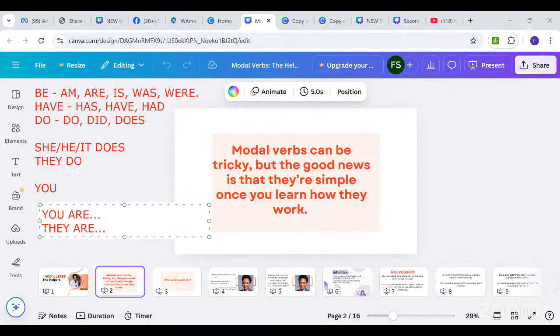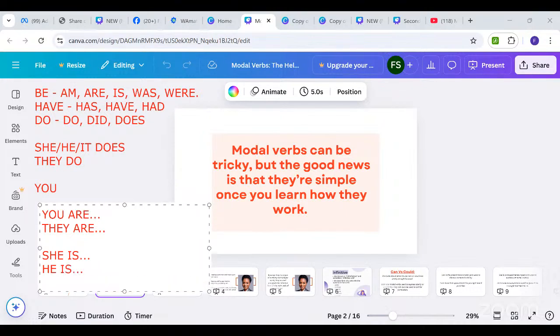Then we have is. So this is for third person singular. So I would have she is sleeping. He is sleeping. It is sleeping. So am, are, and is are all used in the present tense.